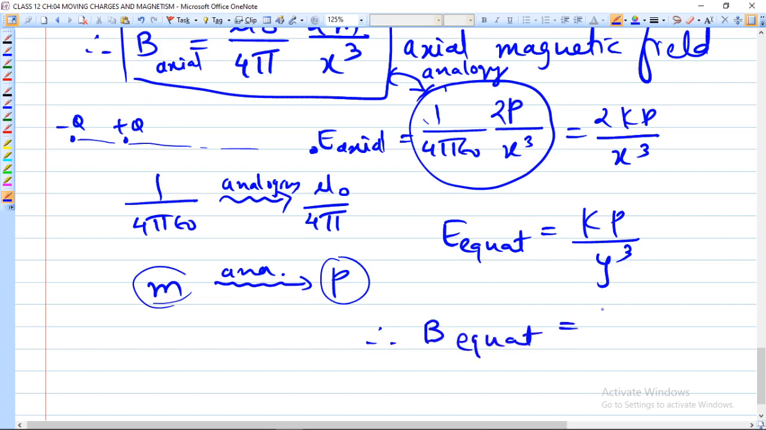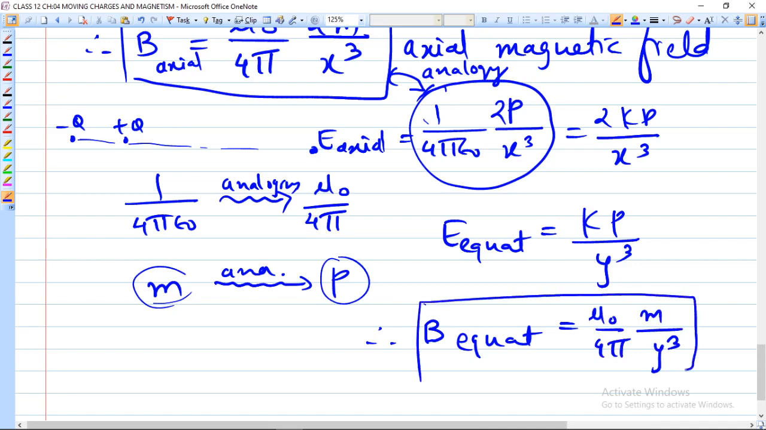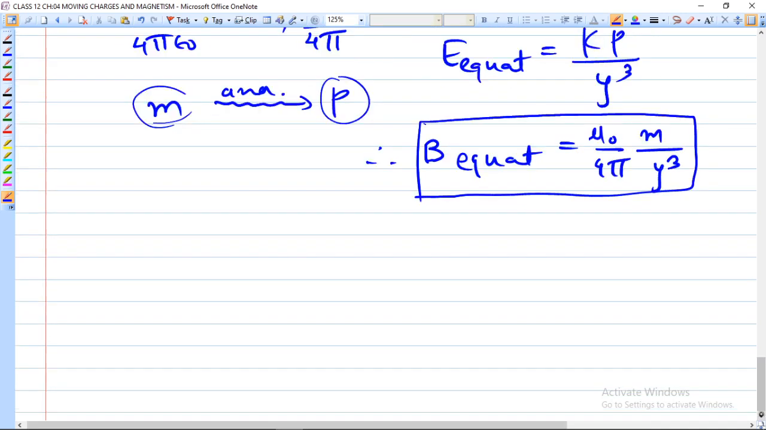B equatorial will be, now K means mu 0 upon 4 pi, and P means M upon y cube. Clear? Okay, so easily we can calculate like this.